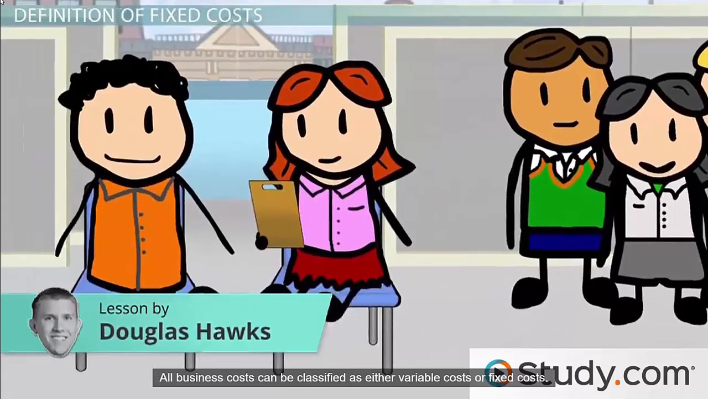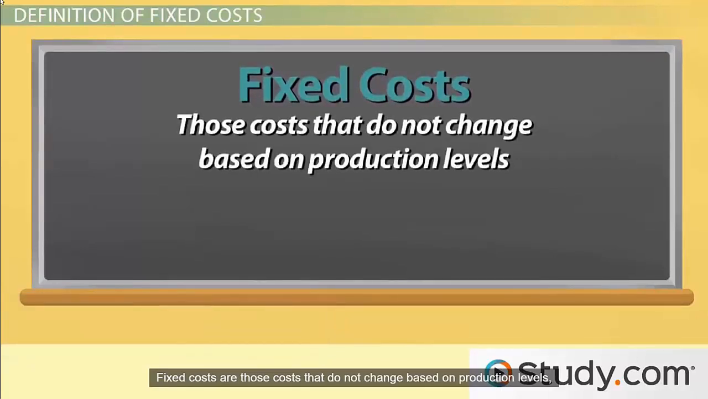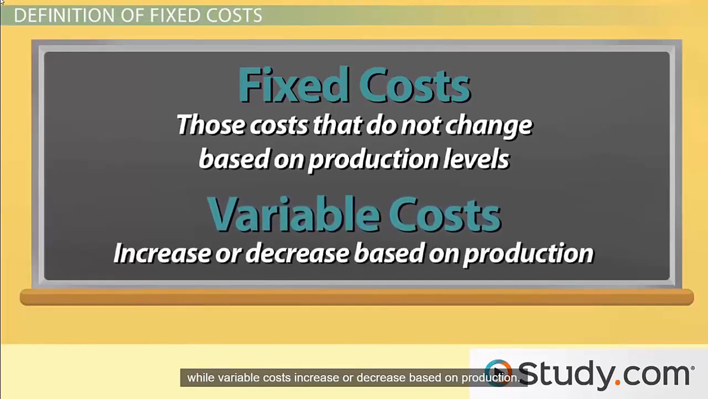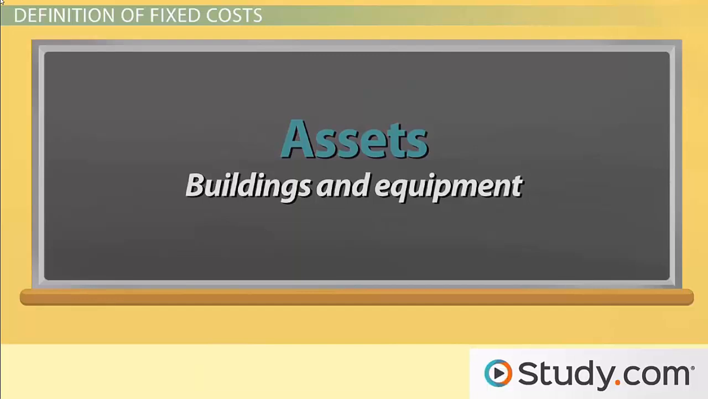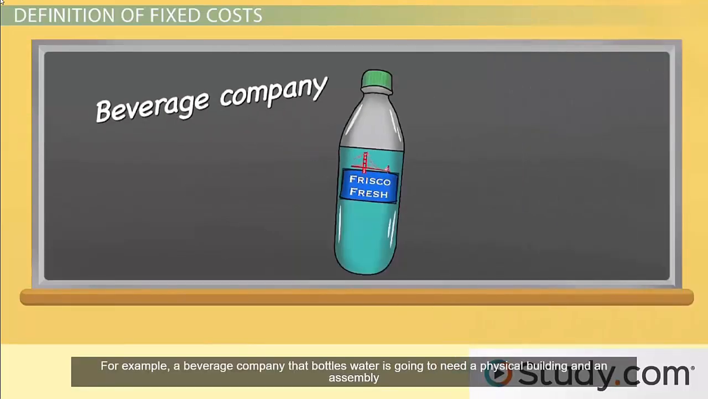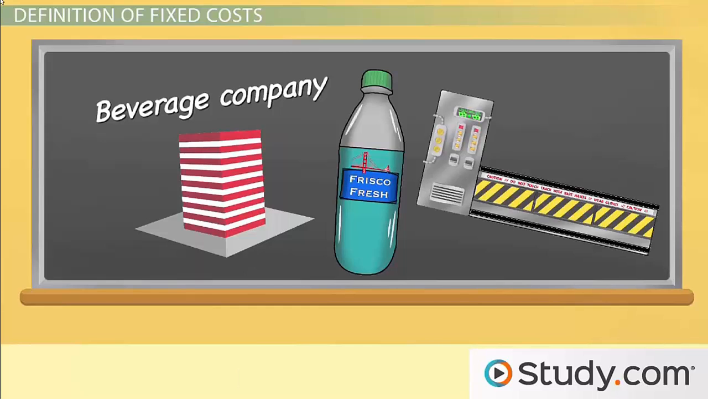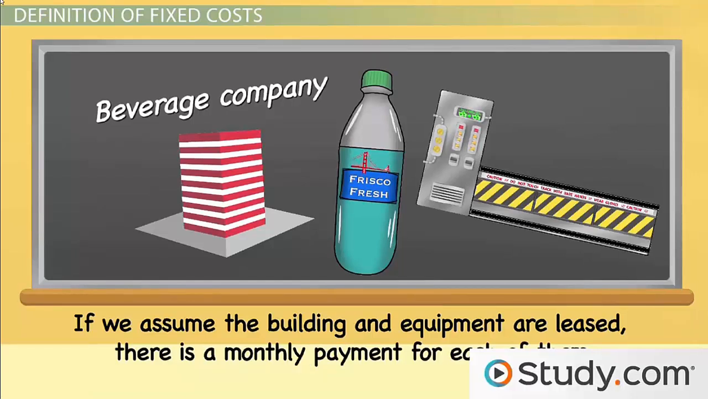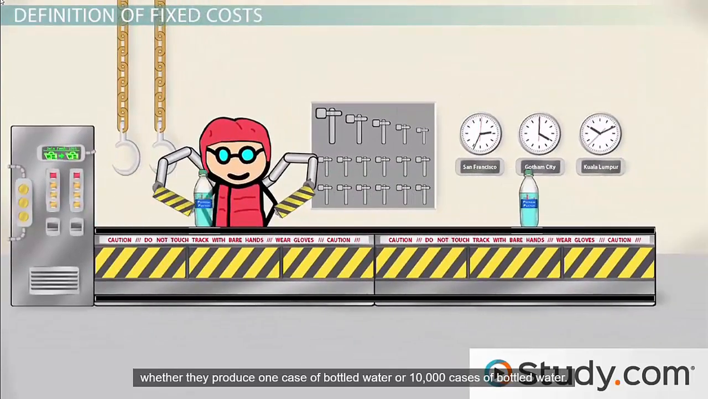All business costs can be classified as either variable costs or fixed costs. Fixed costs are those costs that do not change based on production levels, while variable costs increase or decrease based on production. Fixed costs can be assets like buildings and equipment. For example, a beverage company that bottles water is going to need a physical building and an assembly line that includes specialized equipment. If we assume the building and equipment are leased, there is a monthly payment for each of them. The company is responsible for paying 100% of the monthly payments, whether they produce 1 case of bottled water or 10,000 cases of bottled water.